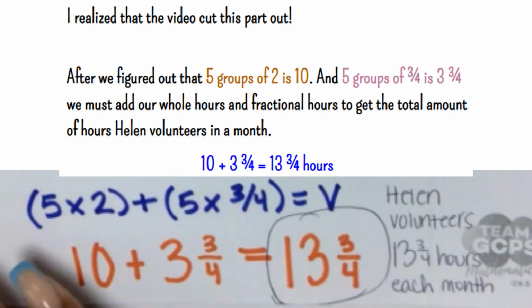10 plus our 3 and 3/4 is equal to 13 and 3/4. So that was our answer. Helen volunteers for 13 and 3/4 hours each month.